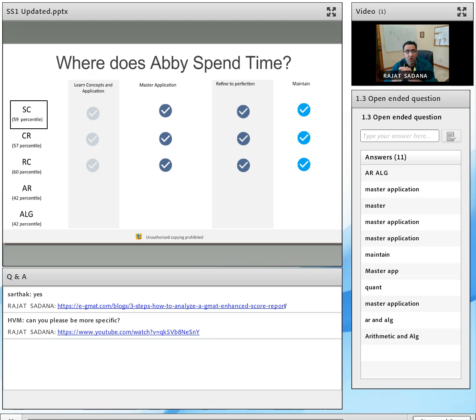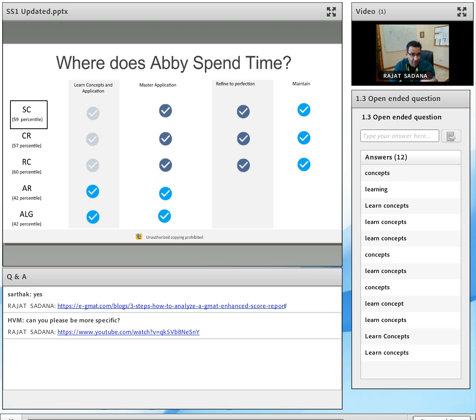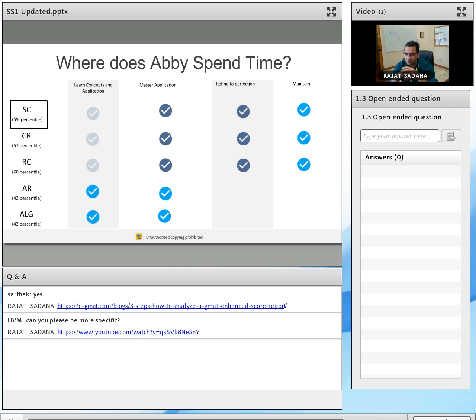Now, what about arithmetic and algebra? What does Abby need to do when it comes to arithmetic and algebra? Learn concepts. Yes, this is simple. I mean, this is logical when you think about it. And she only needs to master application. She doesn't need to worry about refining to perfection. Now, is all of this very logical? Is all of this logical?